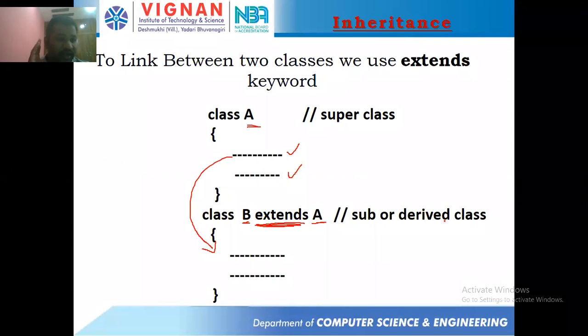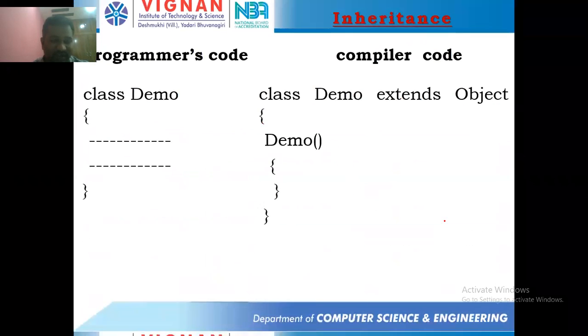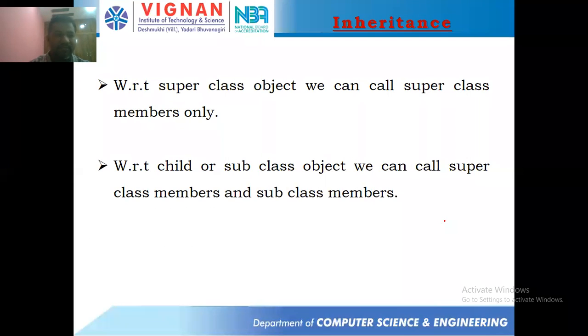See, this is very important, students. Try to understand this. These concepts are very important. So the two statements that we have here, can anyone read out the two statements fast? With respect to a superclass object, we can call superclass members only. Next, with respect to a child or subclass object, we can call superclass members and subclass members.